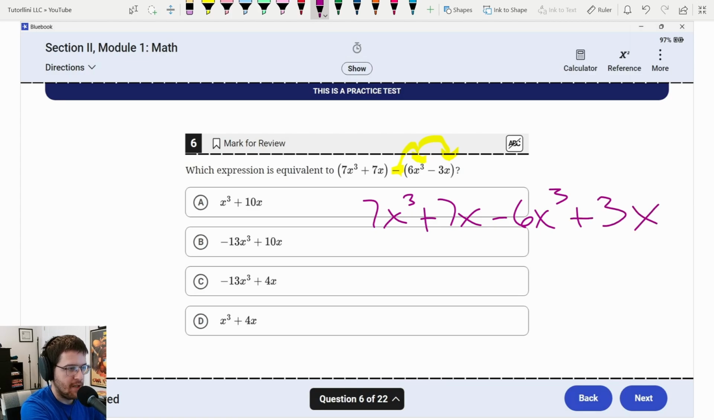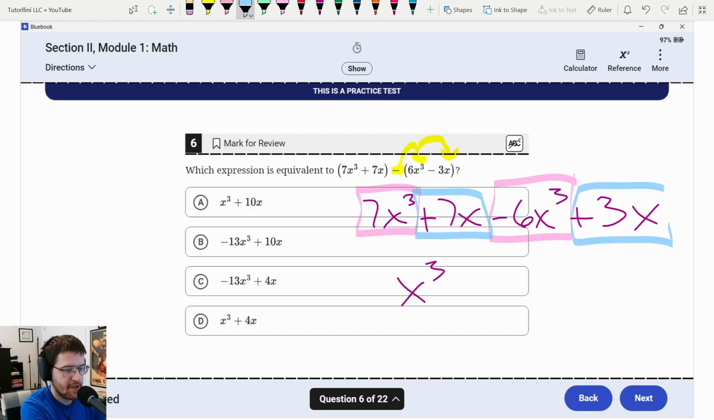And now we can combine the like terms. So these ones go together, the x cubes go together. 7x cubed minus 6x cubed, that's 1x cubed, or just x cubed. And then 7x plus 3x, that is 10x, so plus 10x. And that is looking a lot like answer choice A.